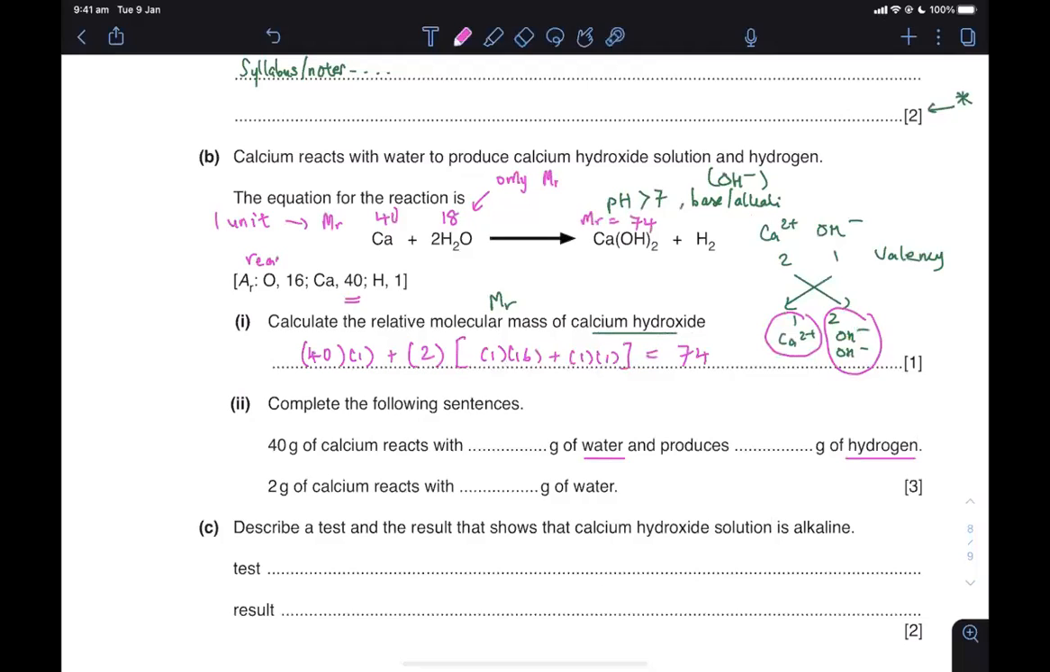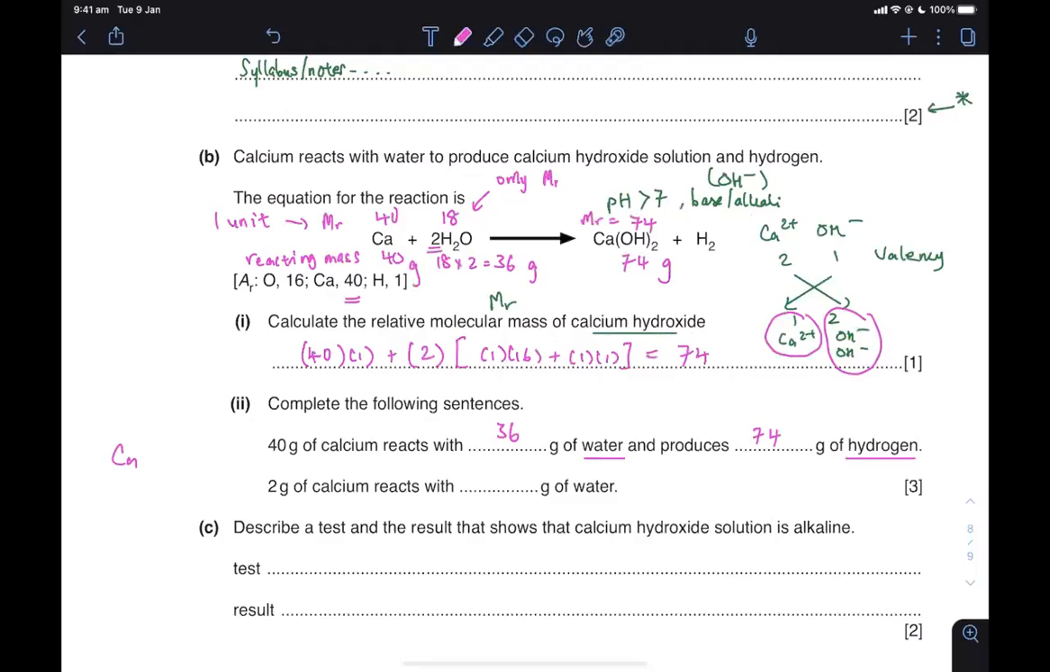Now I want to talk about reacting mass. This is the most important thing. This is 40, this is 18 times 2 because there are 2 in front, so there's 36, and there's 74. So this is gram, gram, and gram. Hope you'll be able to see that 40 gram of this will react with 36 gram of water and give you 74 gram of that.